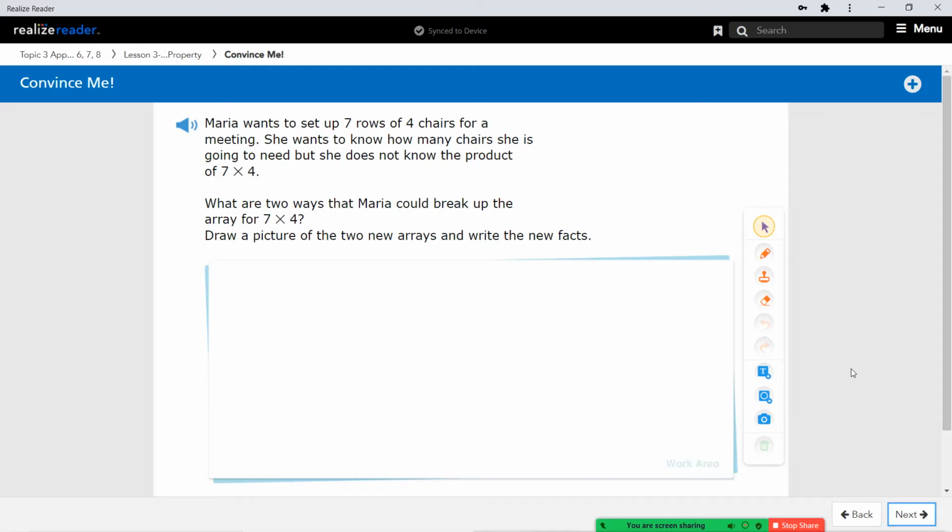Okay, so for this next example, we know that she has 7 rows of 4 chairs, and she doesn't know the product of 7 times 4. So 2 ways that she could have broken them up were the examples we saw in the previous video. She could have done either the 5 times 4 and then the 2 times 4, so she broke that 7 into 5 and 2, or she could have broken that 7 into 3 and 4. She also could have broken that 7 into 1 and 6, or 6 and 1. Remember, you can switch those either way to find your answer.